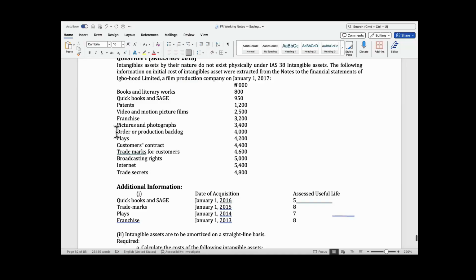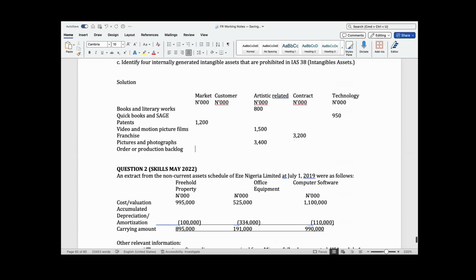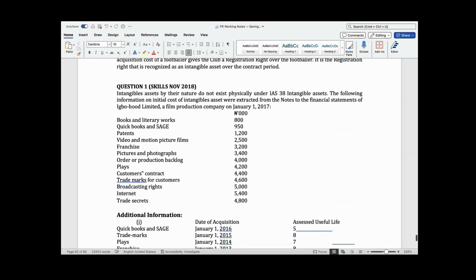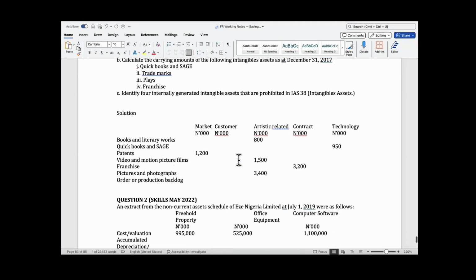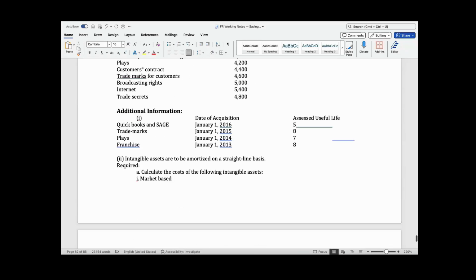Okay. What about order or production backlog? This is like, Market. Order, yeah, production. Market, yeah. Yes, you can, customer base, sir. And you can go for customer base too because it has to do with our customers. People have placed orders that we have not delivered. Yeah, so customer.